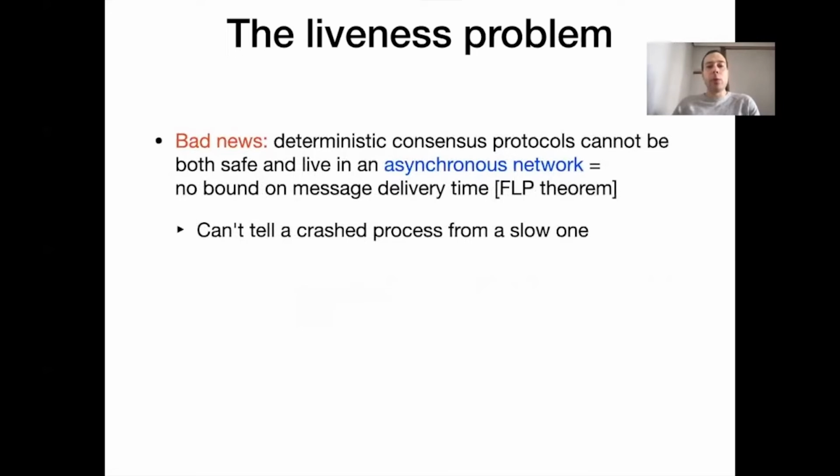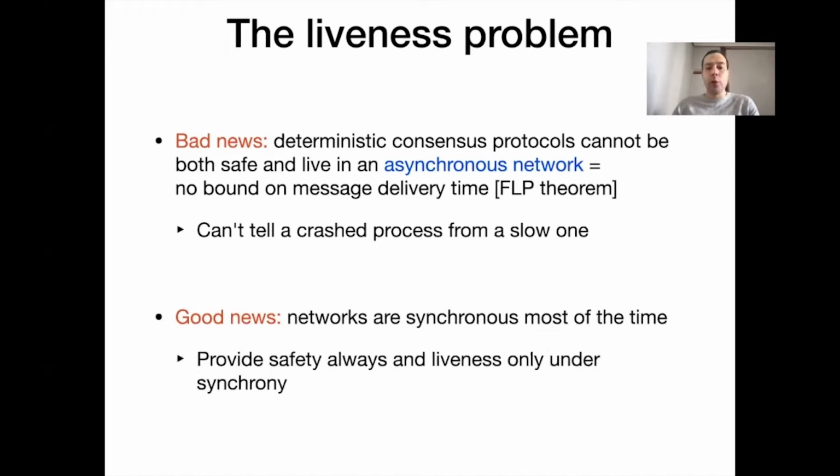Okay, so let me explain what the deal is with liveness. It starts with the bad news, which is you cannot have a deterministic consensus protocol that would be both safe and live in an asynchronous network where there is no bound on message delivery time. So this is a really old theorem called FLP, and intuitively it holds because you cannot really tell a crashed process from a slow one.